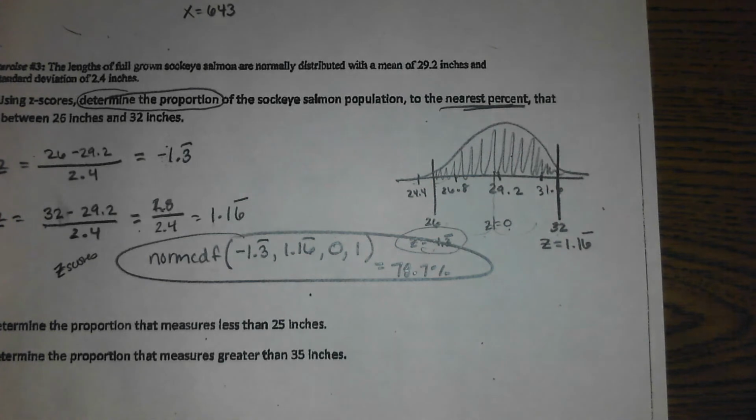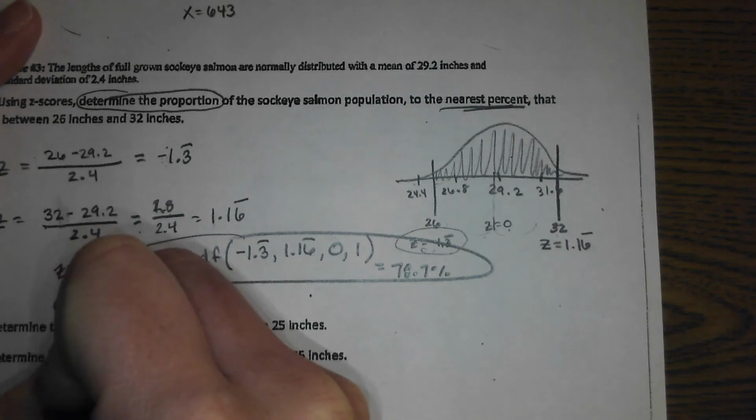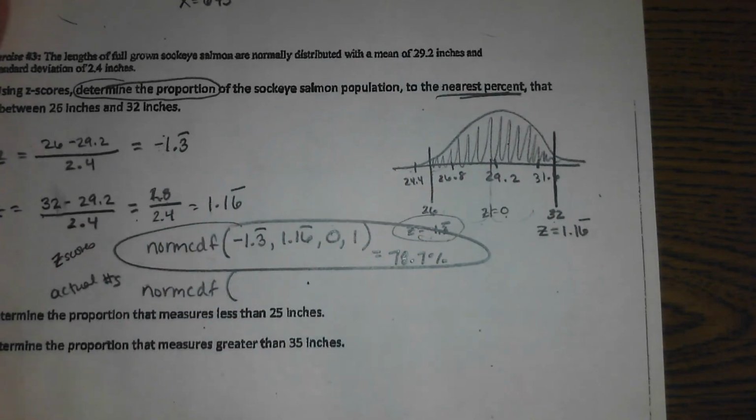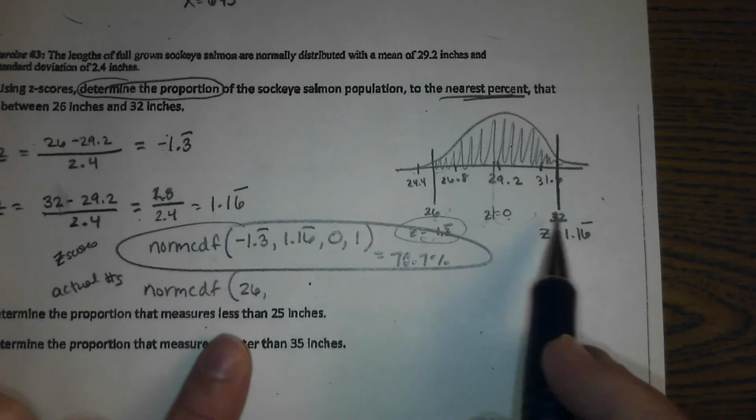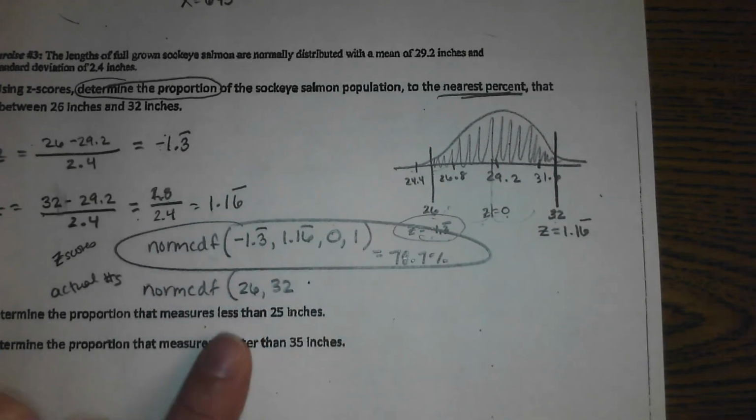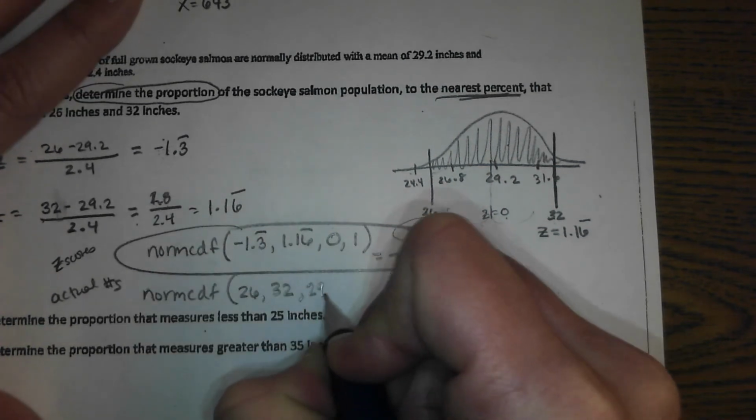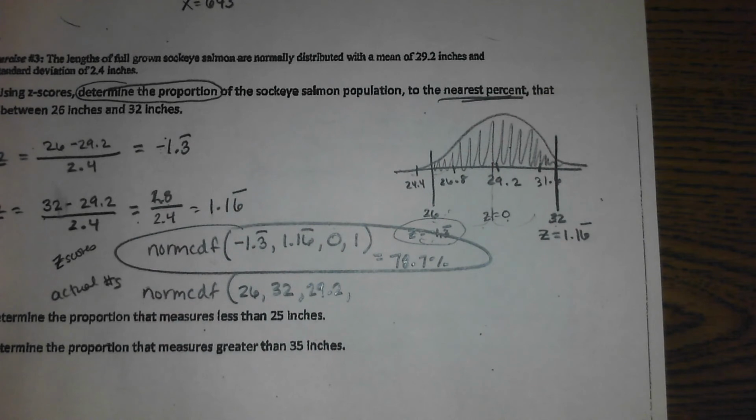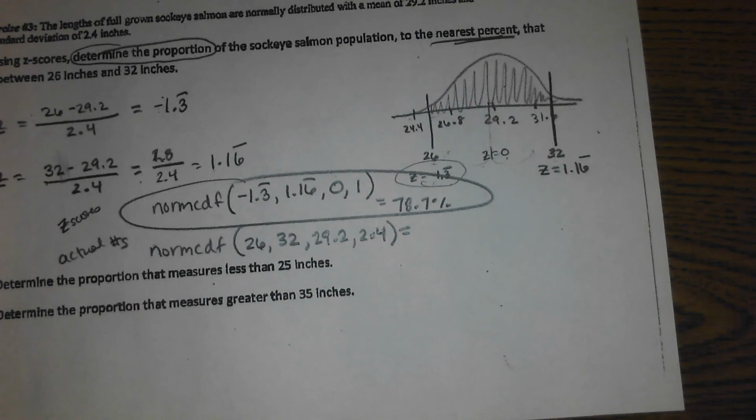I don't see the point of changing it to z-scores because on your calculator you can also take the actual numbers and do the same thing. You can do your lower limit, which they said was 26 inches, to your upper limit, which they said was 32 inches, your actual average of the size of these salmon, which was, what was the average? 29.2, and your actual standard deviation that they told you was 2.4. Type in those numbers, and you should also get 78.7. So my question always has been, well, why would I bother changing it to z-scores, right?